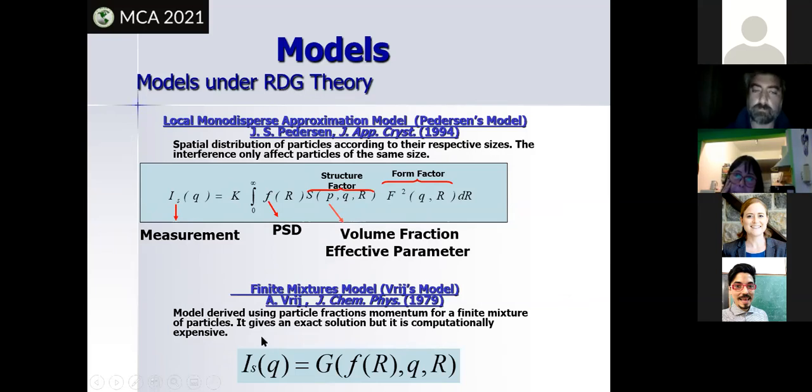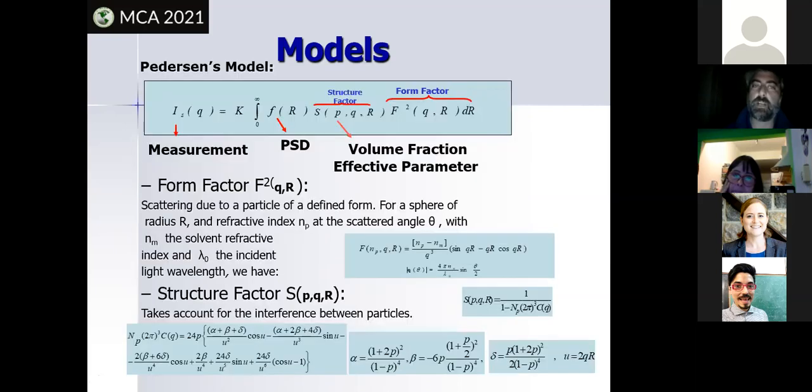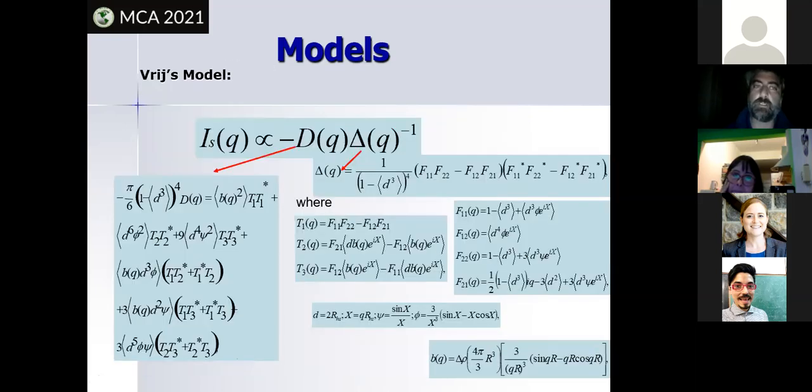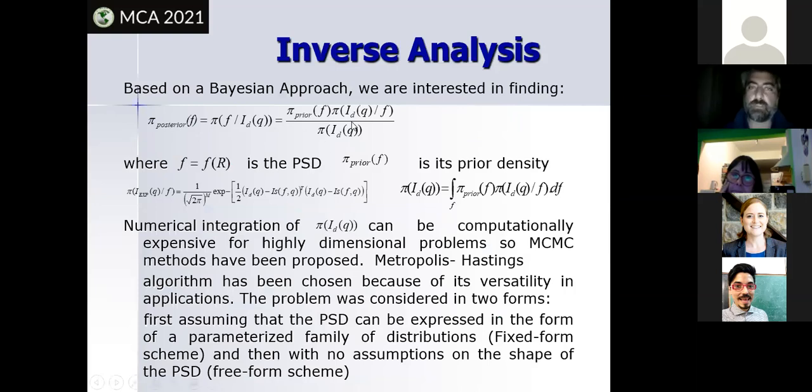Then the Fry model is very complex. I'm not going to stop here. I'm going to skip this part and go straight to the inverse analysis.